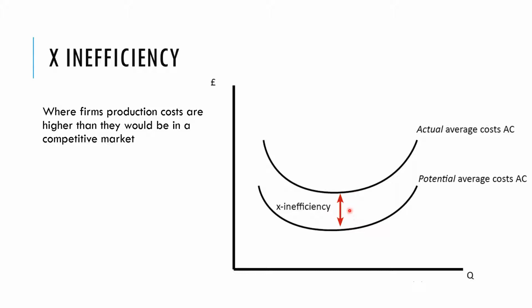This business is X inefficient if this is their current level of costs, and this is potentially what could be their level of costs. Most often it's caused by a lack of competitive pressure. There's no need to reduce costs if there aren't many rivals.